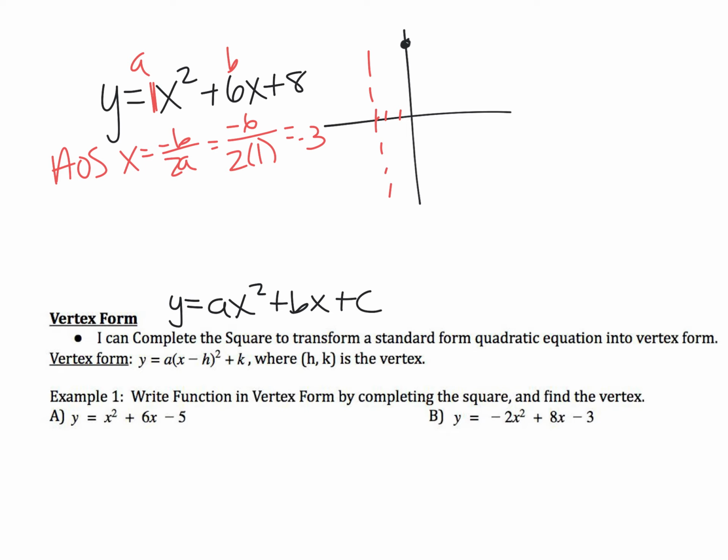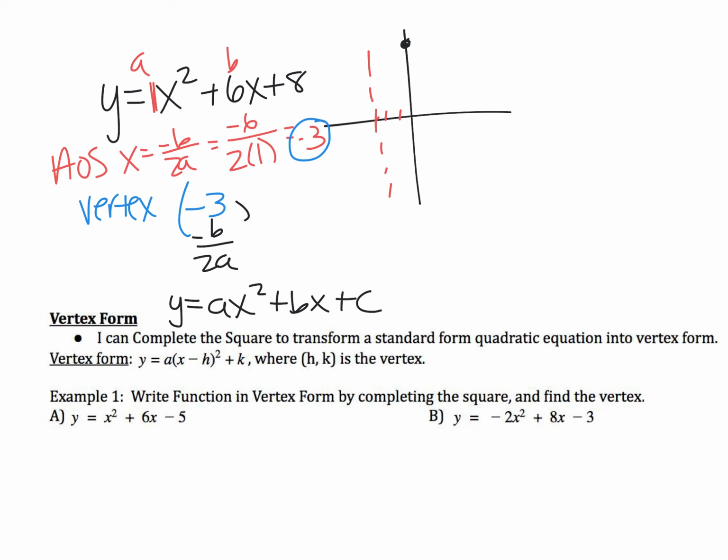Where the importance comes from here and what we're going to be doing is remember that that x value we got from our axis of symmetry is the x value in our vertex. So how we found this x value was by taking the opposite of b divided by 2a. To find the y value, all we did is we took this opposite of b divided by 2a value, negative 3. To find the y value, we just plugged it into our x's.